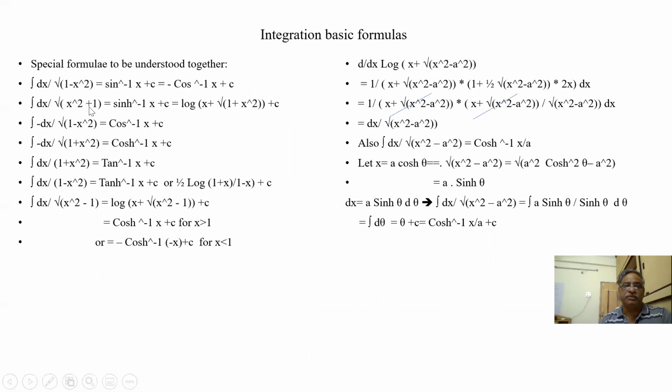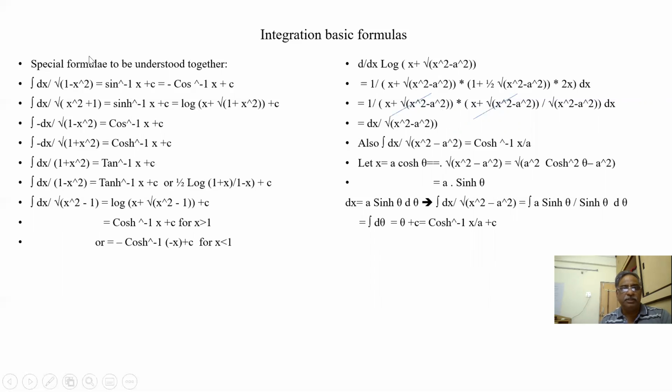Of x² + 1. Either it is sinh inverse x, or wherever sinh inverse is coming, we know it is log(x + sqrt(x² + 1)). Where cosh inverse is coming, log(x + sqrt(x² - 1)). Just remember this. Okay, tanh is coming. This is simple: log of (1 + x) by (1 - x).